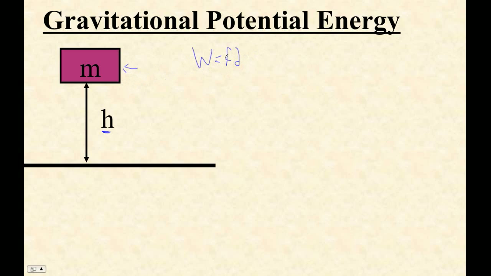The work I do is equal to the force times the distance. The force is equal, since I'm lifting, to mg, right? And the distance I'm lifting it is h. And so this just becomes mgh. Okay? So that's our formula here. And that is our potential energy.